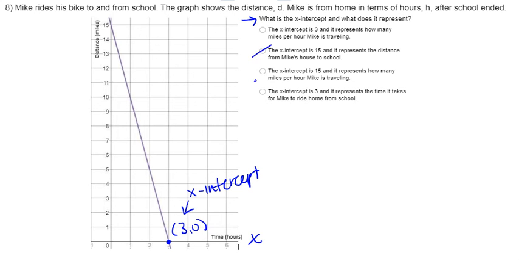So I can go ahead and eliminate these two choices where it says the x-intercept is 15, because they were talking about this 15 up here to try to trick you, and that's the y-intercept. Okay, so I'm not going to use those two choices here.